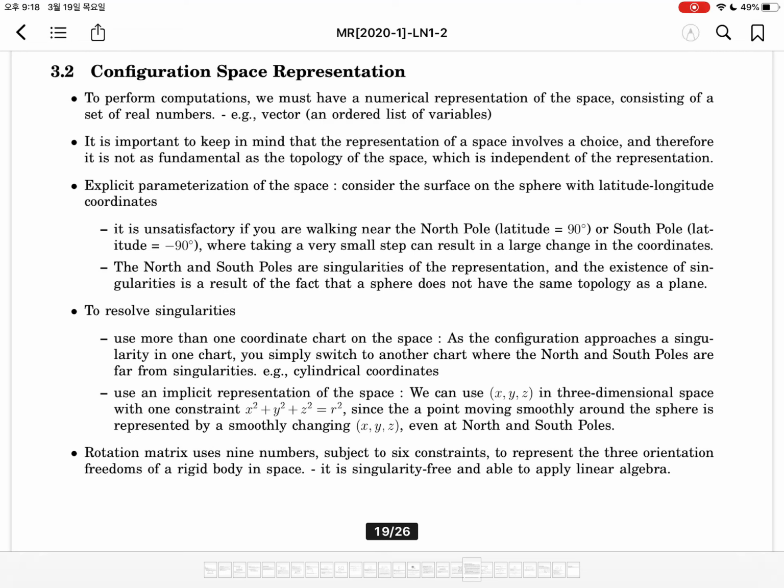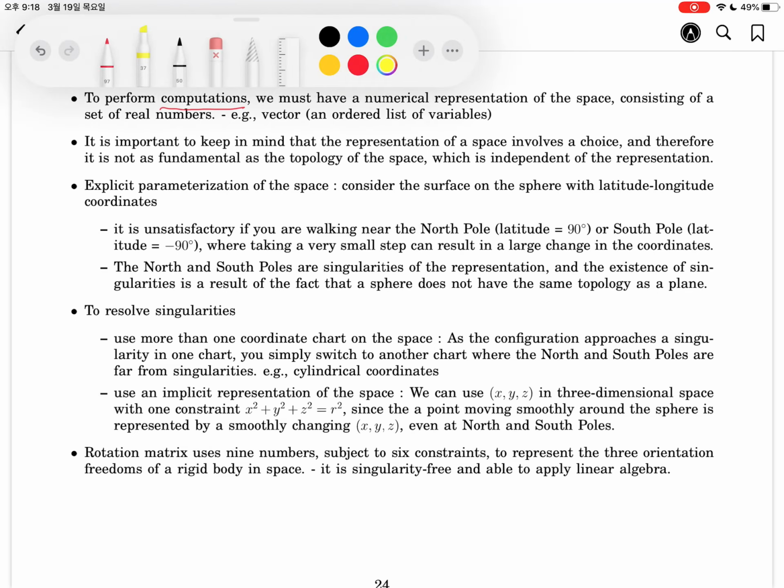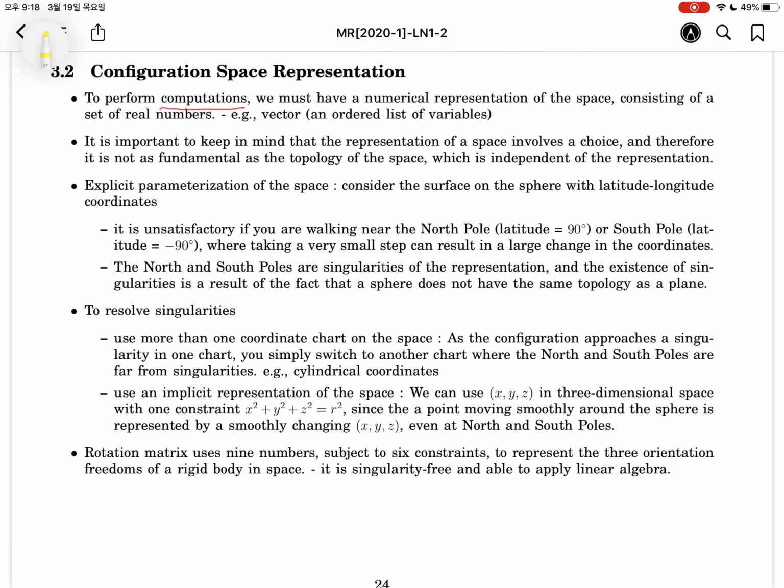Okay, let's briefly review the configuration space representation. In order to make the computation, we should apply numerical values. The better method to manipulate numerical values will be the vector. A vector implies an ordered list of variables. So if you are good at linear algebra, the vector and the matrix can be used as simple notations.